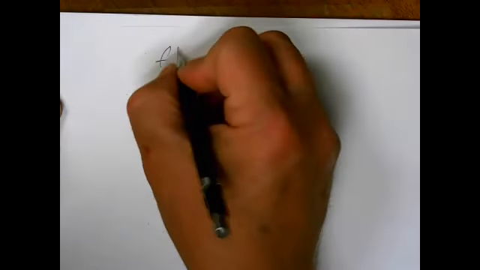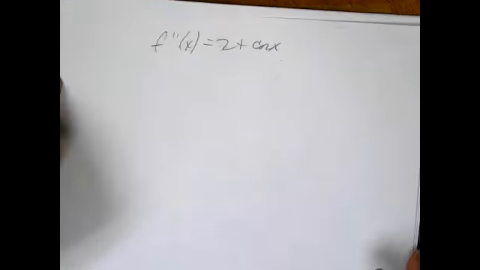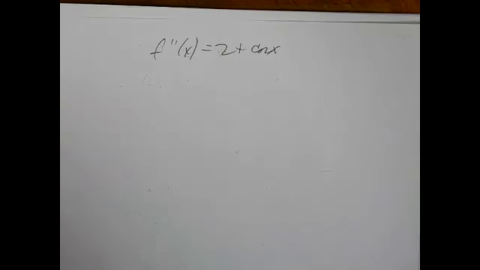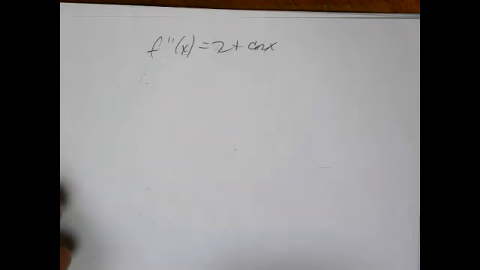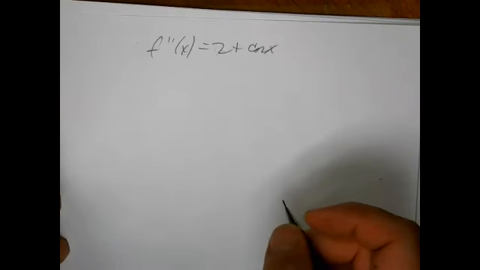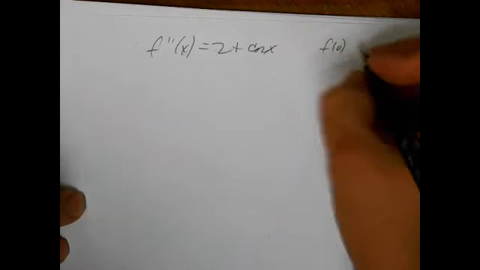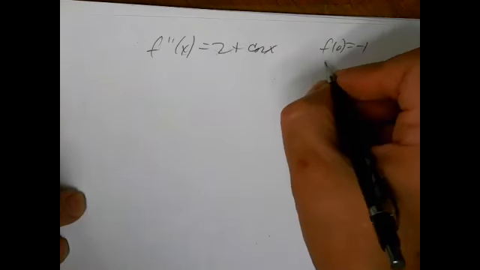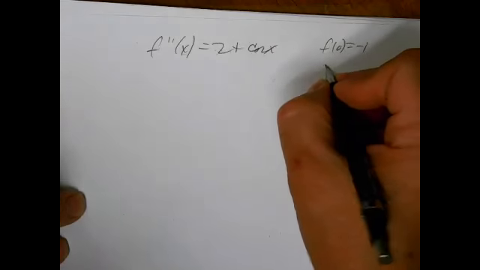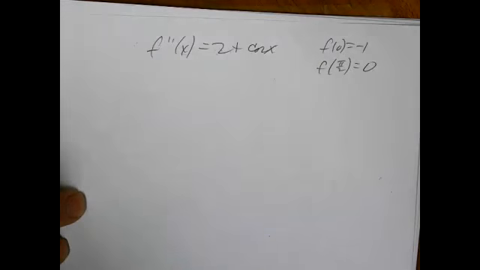For example, if I'm told that the second derivative of f is equal to 2 plus cosine of x, and they want to know the exact original function, not the most general form, then I need more information to be given. I need them to tell me things like f of 0 is equal to -1. They need to tell me, for example, that f of pi over 2 is equal to 0. All right, so how does that help? Let me show you. Let's back up one step.